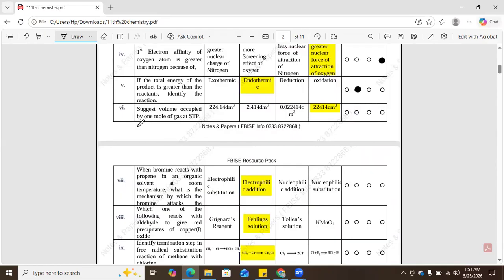Suggest the volume occupied by 1 mole of gas at STP. 22414 centimeter cube. D is the right answer for this one. When bromine reacts with propene in an organic solvent at room temperature, what is the mechanism by which the bromine attacks? Electrophilic addition. It's answer B. Which one of the following reacts with aldehyde to give red precipitates of copper oxide? Fehling's solution. So B is the right answer for this one.